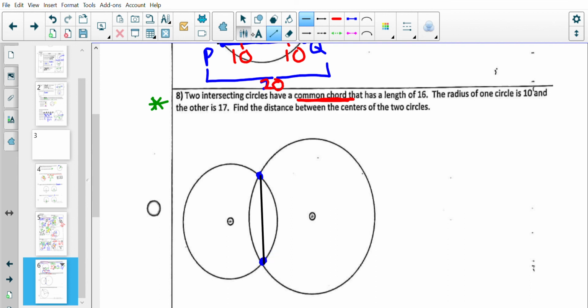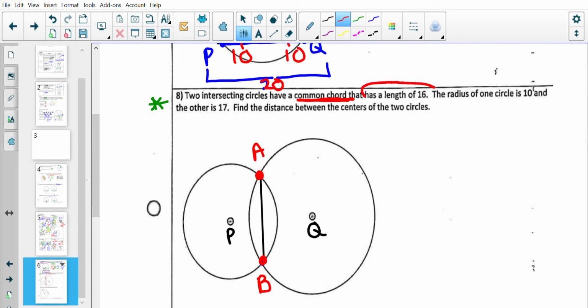And just for fun, let's name these circles. So this could be circle P. This could be circle Q. I'm going to call this point A, and I'm going to call this point B. And once you draw that common chord right in the middle, it has a length of 16.